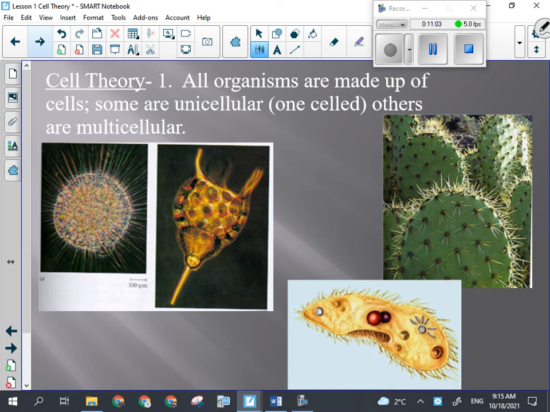Just like the first point of the atomic theory, all matter is made of atoms, well, all living things are made of cells.